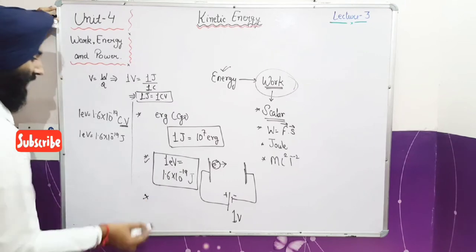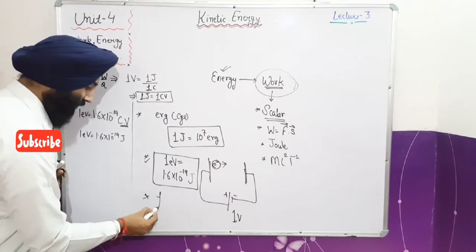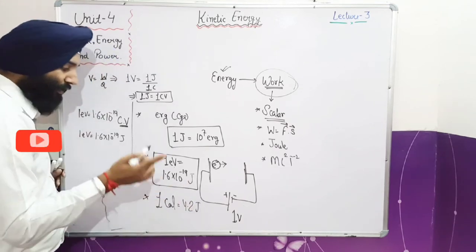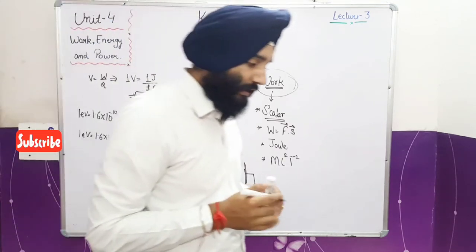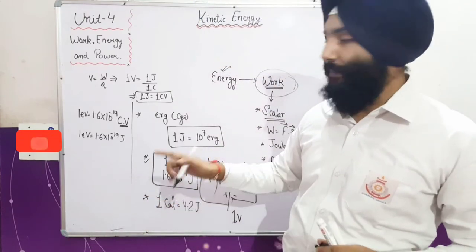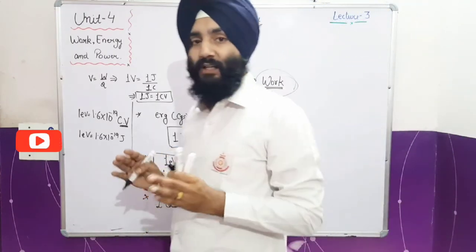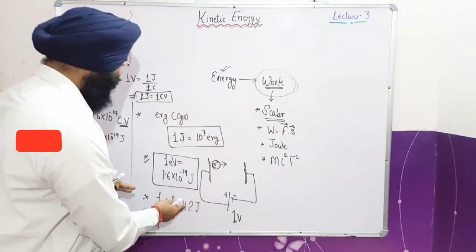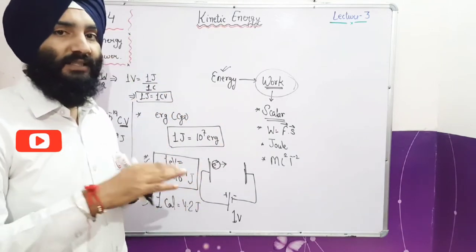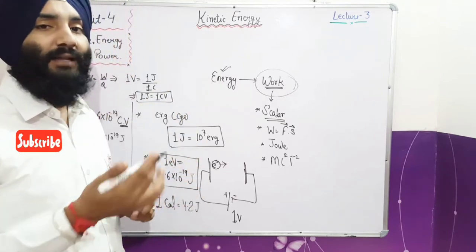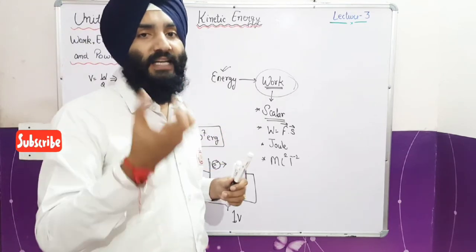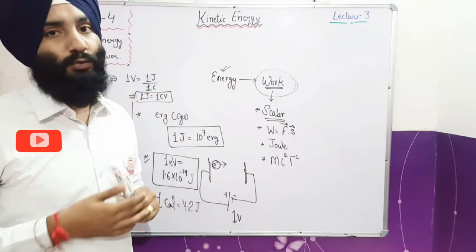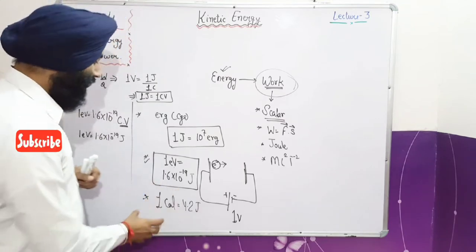Another unit of energy is the calorie. 1 calorie is 4.2 joule. What is the meaning of calorie? It is an amount of heat energy. We use calorie in thermodynamics; when we start thermodynamics, we will measure energies in calories. A calorie is the amount of heat energy produced by 1 gram of substance to raise the temperature by 1 degree. That is 1 calorie.